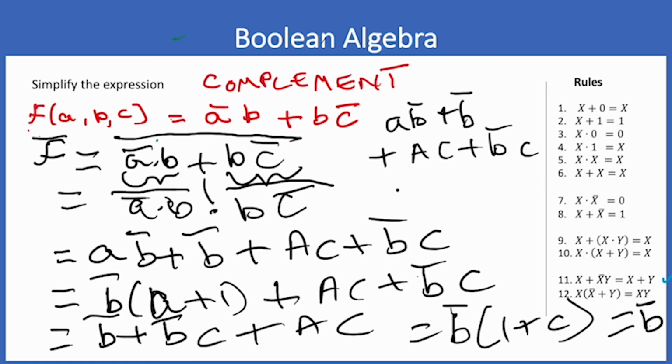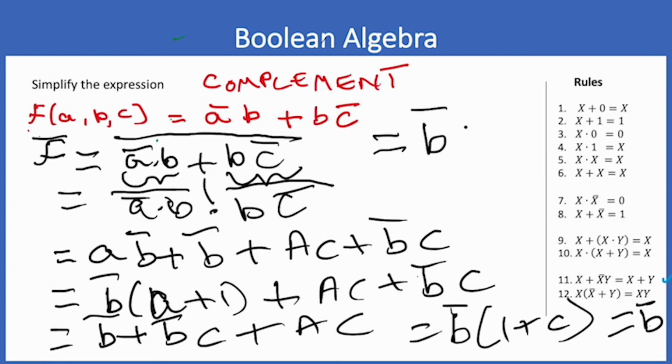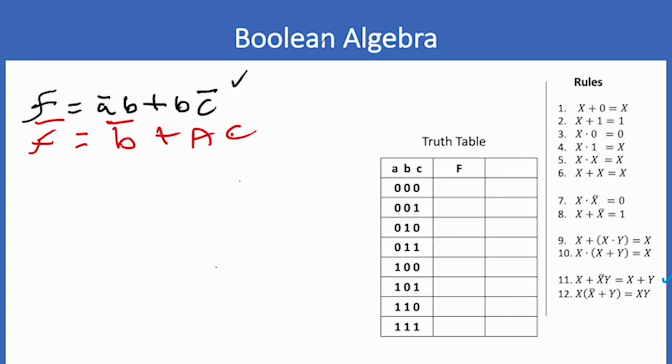So let me write the final answer up here. It's equal to b bar plus AC. I'm sorry, b bar plus AC, yes. Okay, so we say that the complement is equal to b bar plus AC, and the true is equal to a bar b plus b c bar.